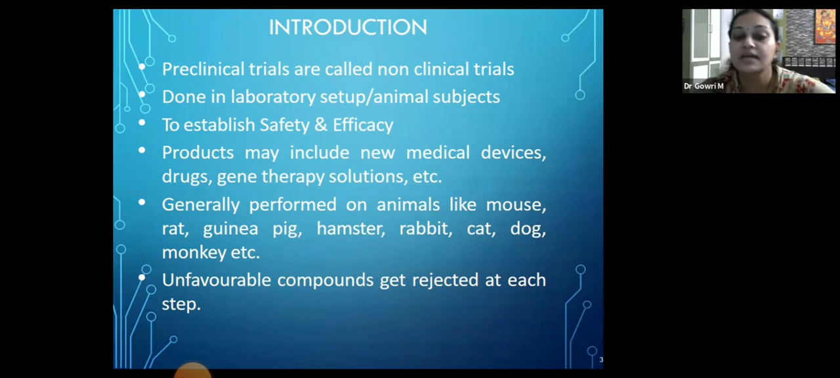And this is exactly what I have already told. Products may include new medical devices, drugs, gene therapy solutions. Anything can be taken as a subject for research. Generally, they are performed on animals like mouse, rat, guinea pig, hamster, rabbit, cat, dog, monkey, etc. So there are various animals that can be used based on which organ we are going to study, or based on what effect we are going to get. Based on that, we will be selecting the corresponding animals.